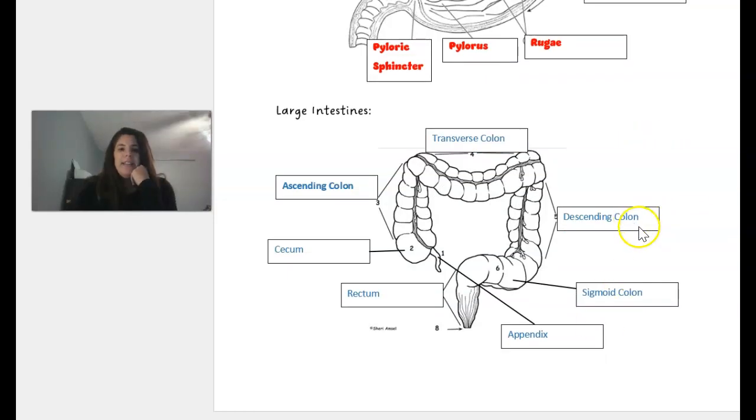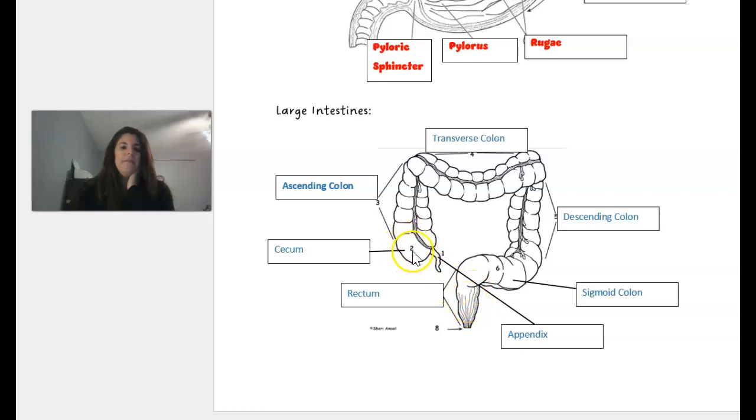All right, your large intestines then. We talked about the small intestines and its divisions. Your large intestines is going to be divided into the ascending colon, which is this section right here, the transverse colon, which goes across, the descending colon, which comes down, and this little curve right here, which is the sigmoid colon. And then down here is going to be your rectum.